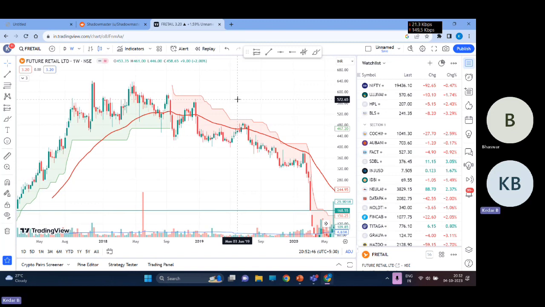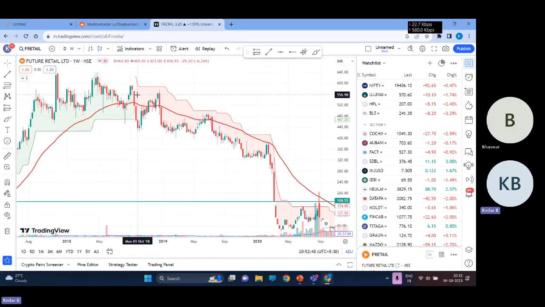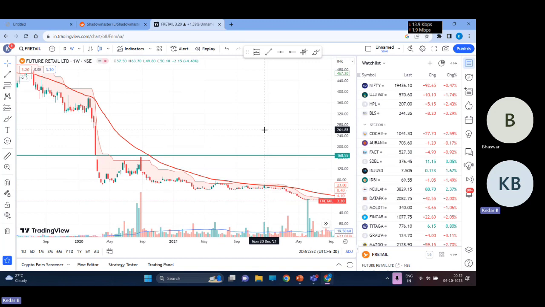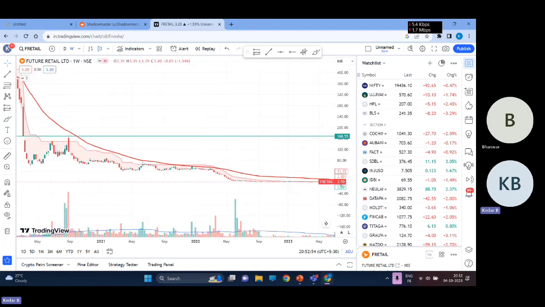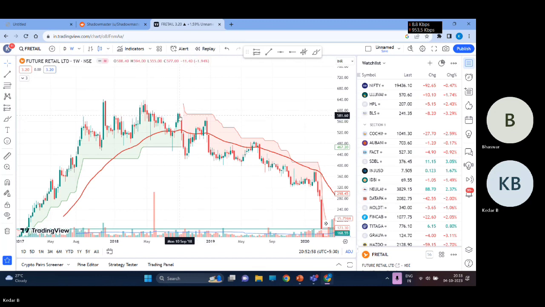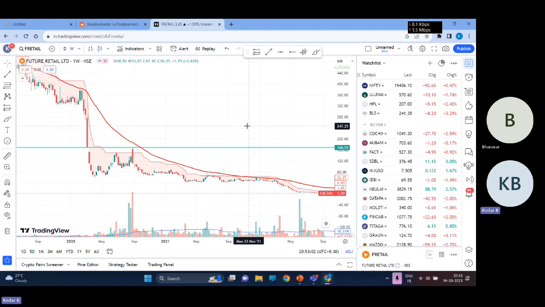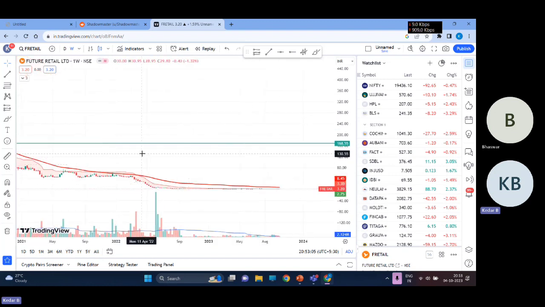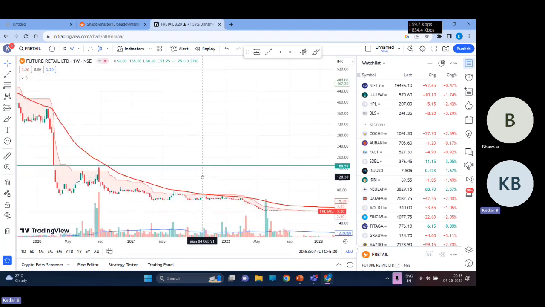Which is really wrong. And look what happens. It just kept on falling, and where is it now? It's trading at 3 rupees. How much was it? It was around 586, and it's trading at 3 rupees. It never rose back up, and I'll tell you, it will never come back up.